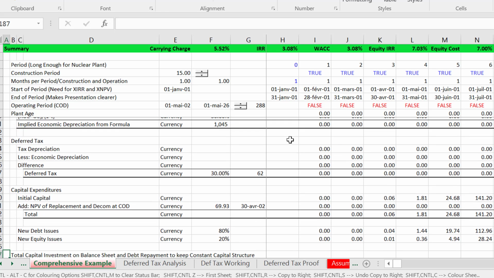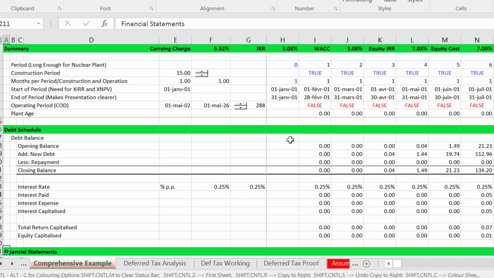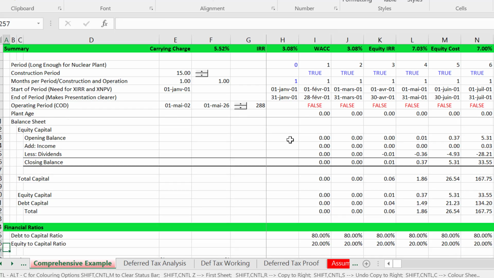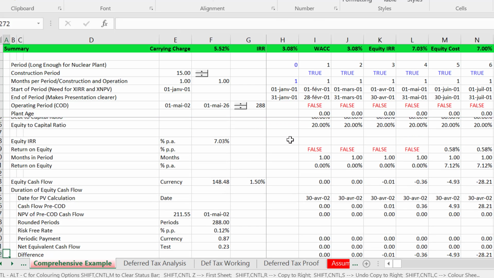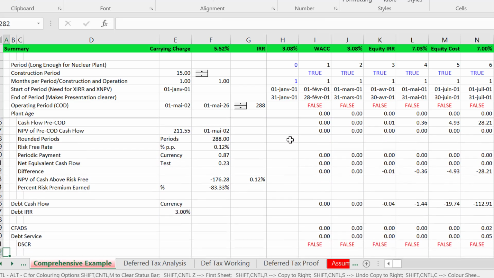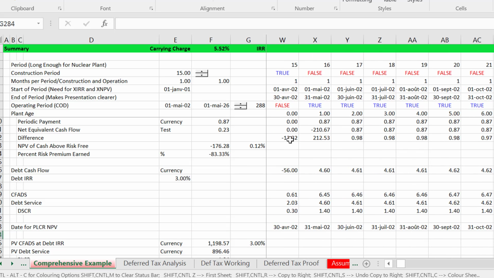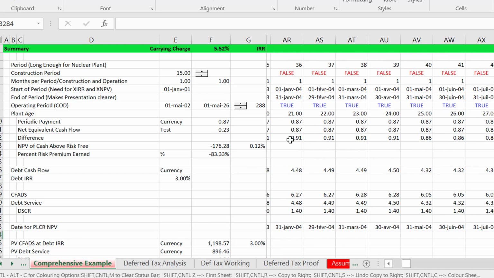We get our deferred taxes, and we get our debt schedule, and we get our financials. You can look through all of this. It took me ages to do. And I'm only doing this really for classes and for videos and all that. And then we can get our DSCR.